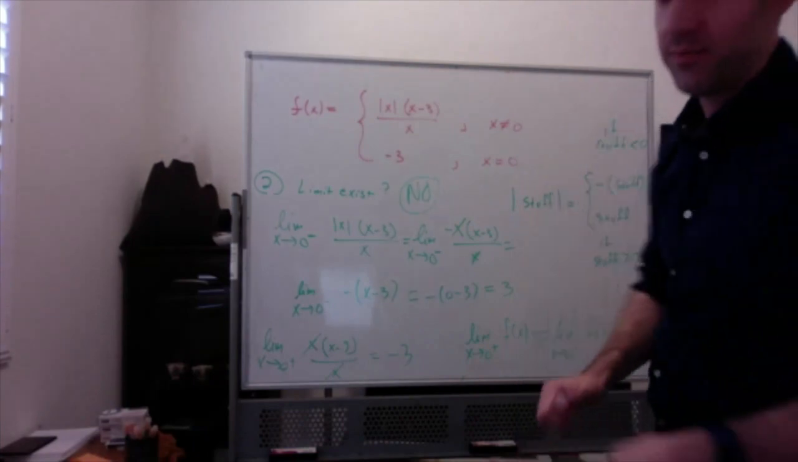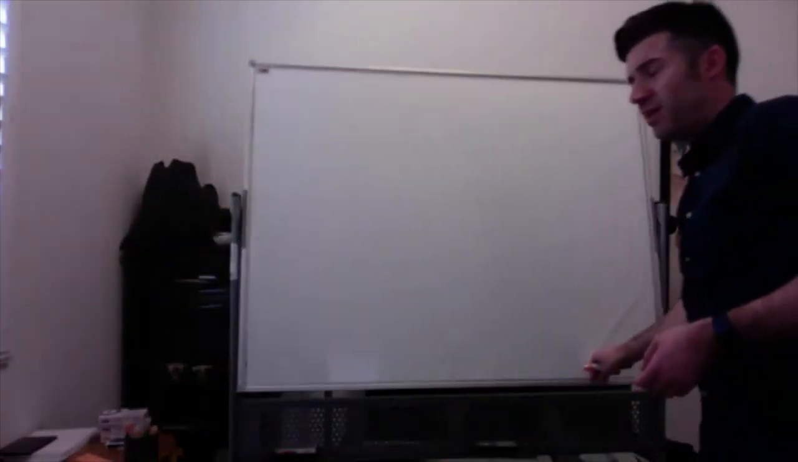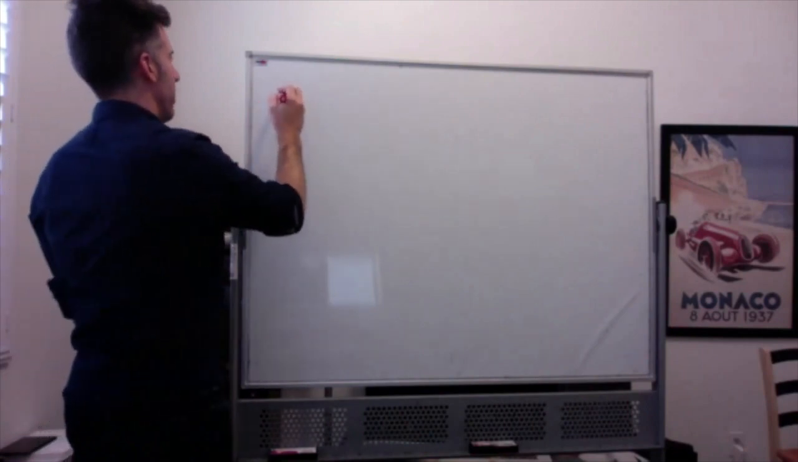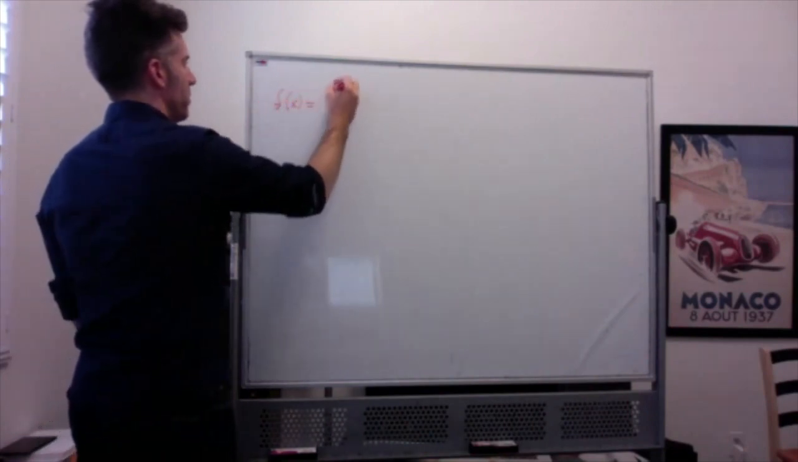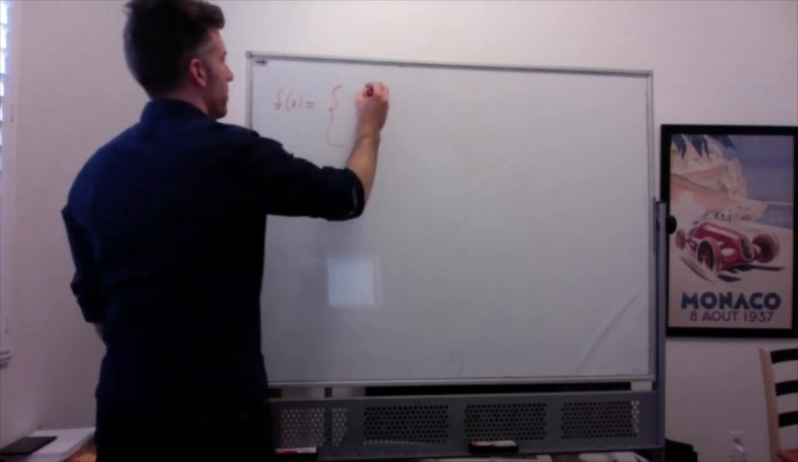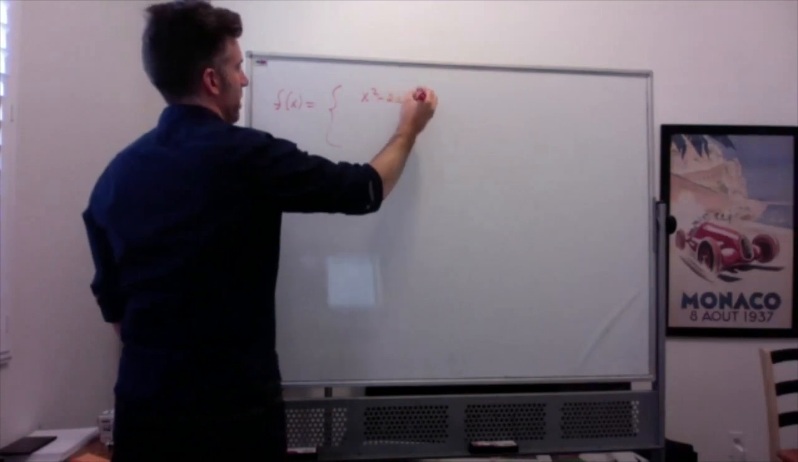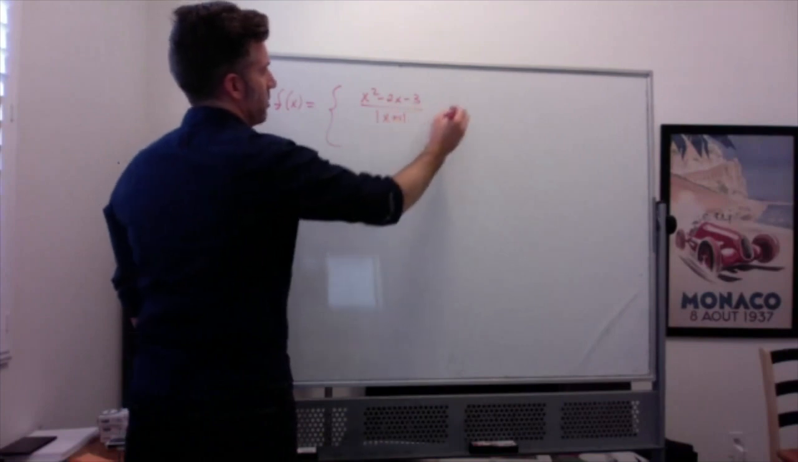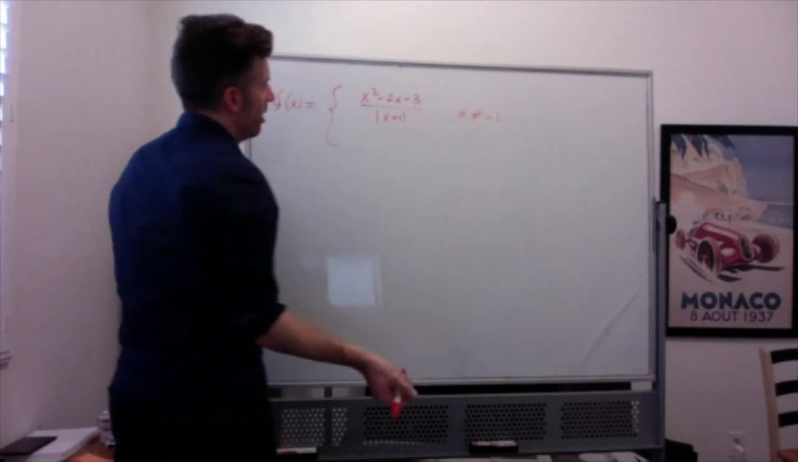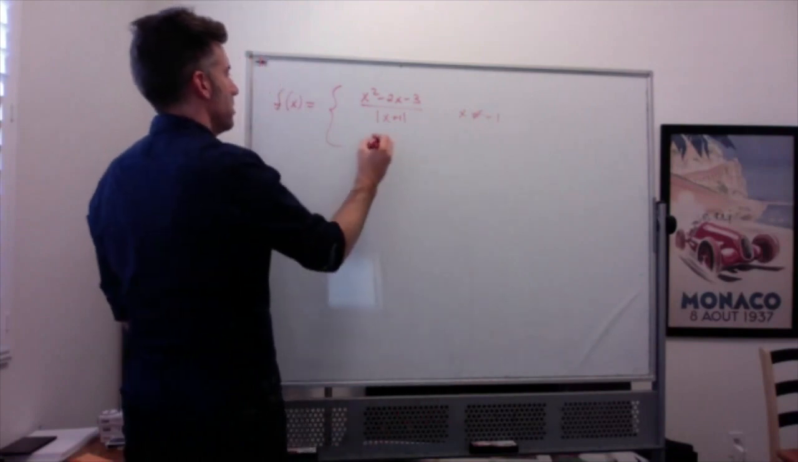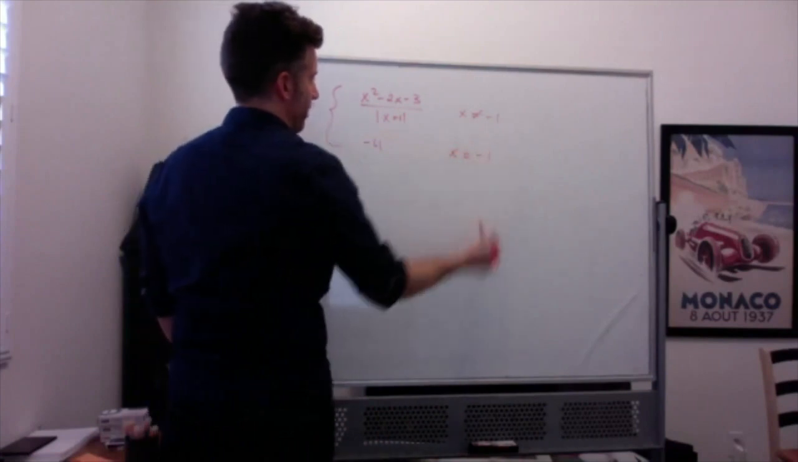I'm not going to do this problem right now, but I'm going to write it for you so that you can work on it maybe another time. You could show in a similar way that f of x equal to x squared minus 2x minus 3 over the absolute value of x plus 1 when x is not equal to negative 1, and negative 4 when x is equal to negative 1.